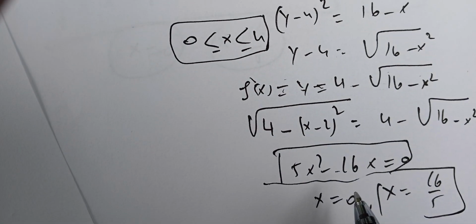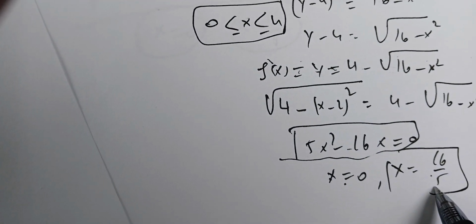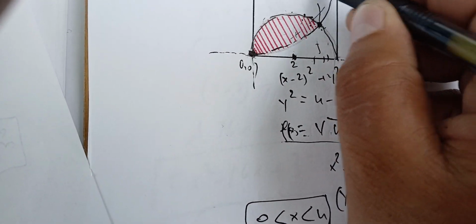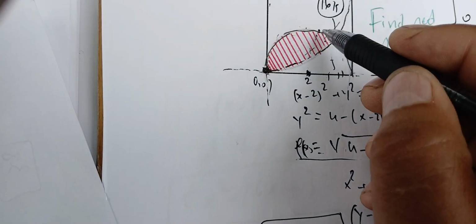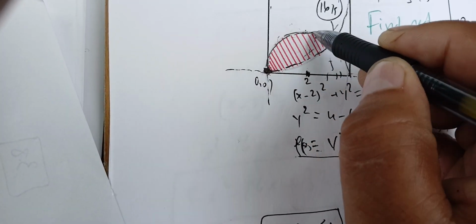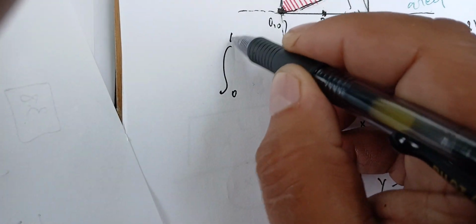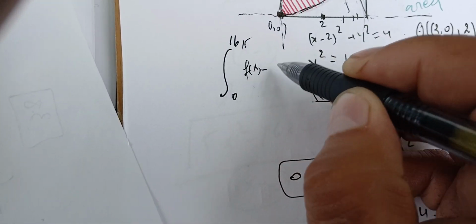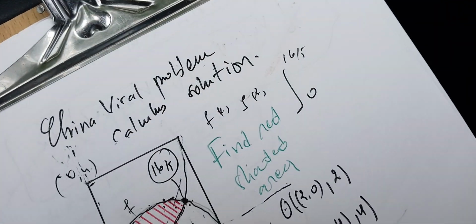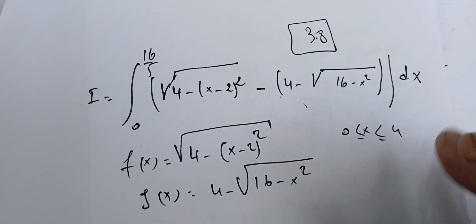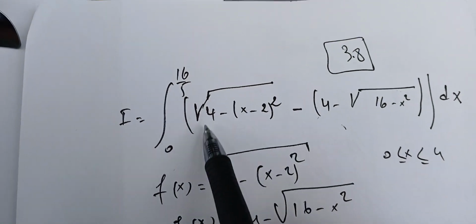The solutions for this equation are x equals 0 or 16 over 5. We see clearly here that they have this point in common, 0, and this point here is 16 over 5. Now, according to calculus, if this is the function f and this is g, the area is given by the integral from 0 to 16 over 5 of f of x minus g of x dx. That's what I did here on this separate sheet. So this is the area that we can find.